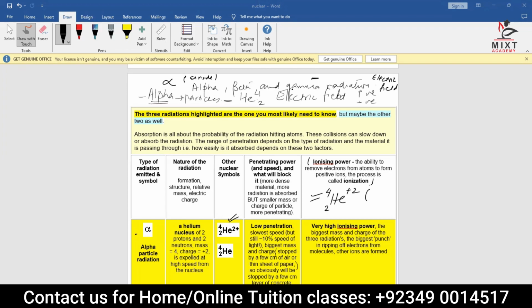So here, just write: alpha particles have the highest ionizing power between alpha, beta, and gamma radiations.